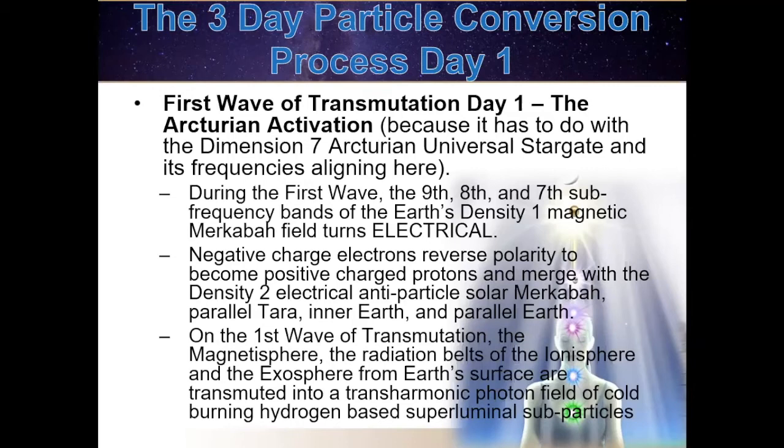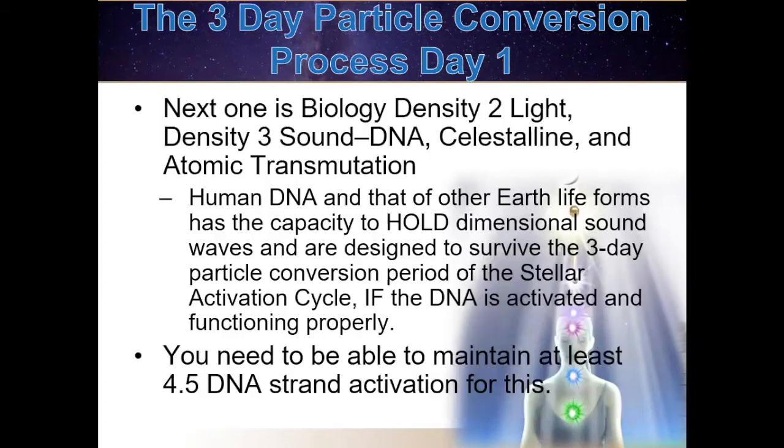And on the first wave of transmutation, the magnetosphere, the radiation belts of the ionosphere and the exosphere from Earth's surface are transmuted into a transharmonic photon field of cold-burning hydrogen-based superluminal subparticles. So the first wave of transmutation, all these different spheres existing right now from Earth's surface, the deeper ones, will be transmuted into a photon field, a transharmonic one, which will be cold-burning hydrogen-based superluminal subparticles.